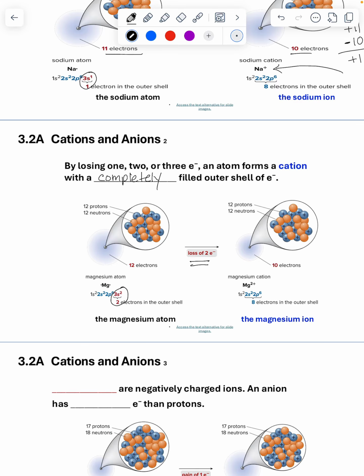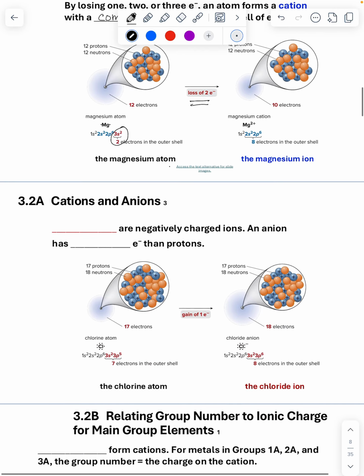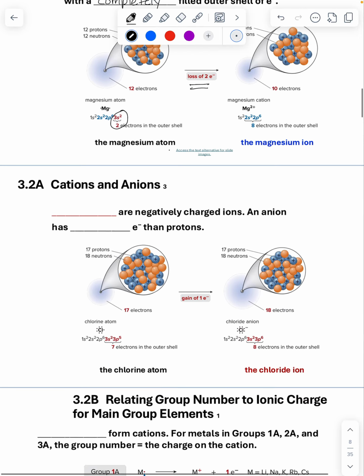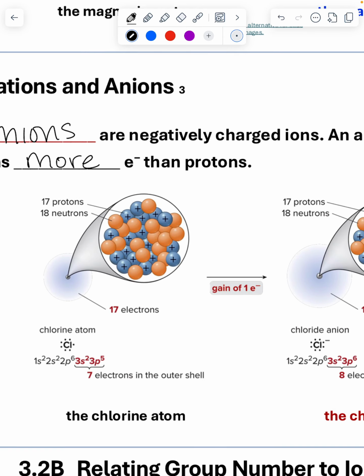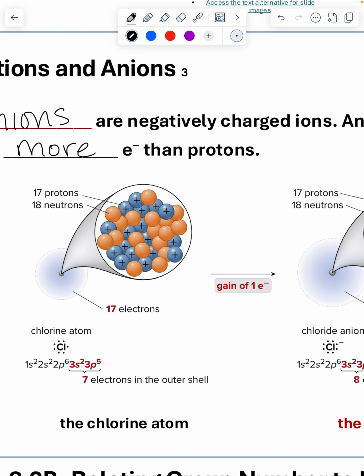Let's look at anions. Anions are negatively charged ions, and an anion has more electrons than protons. An example of that is our chlorine atom. You see that chlorine has 17 protons and 17 electrons, so that makes a neutral atom. Notice the electron configuration down here. You see the valence electron configuration in red, 3s2 3p5, that's 7 valence electrons.